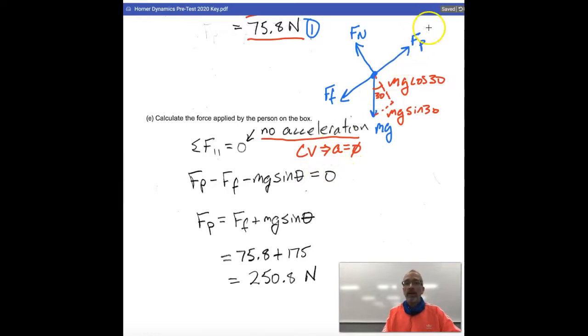We're going to start with everything, and we only want to know in the parallel direction what's going on. So we've done the parallel right here. We have the force of the pull, that's what we want, minus the force of friction, but notice we also have mg sine of 30. So we have to subtract also mg sine of 30. You can't just subtract friction, you have to do everything that is pointing down to the left. And so that would be mg sine of 30 also. You'll get 1 point for the sum of the forces equation, 1 point for this equation. You then need to solve for FP and put the numbers in, and then you get your final answer.